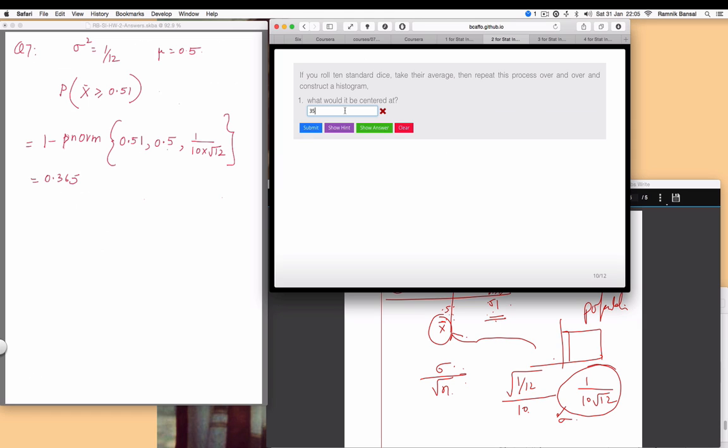Read the question. No, no, no. If you roll 10 dice, where is he saying he's summing them up? Nowhere is he mentioning that. He's just rolling 10 standard dice and taking their average, then repeating this process over and over. So the answer should be 3.5 only, right? Because he rolls the die, only.